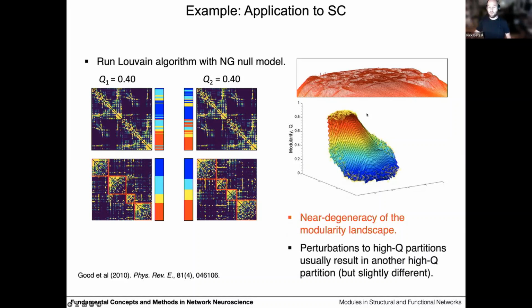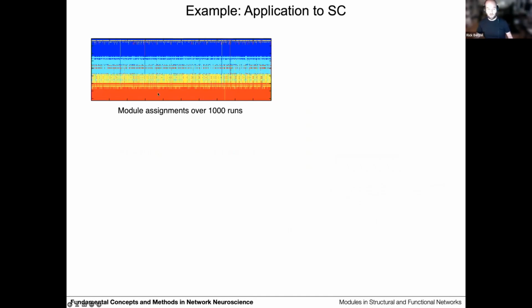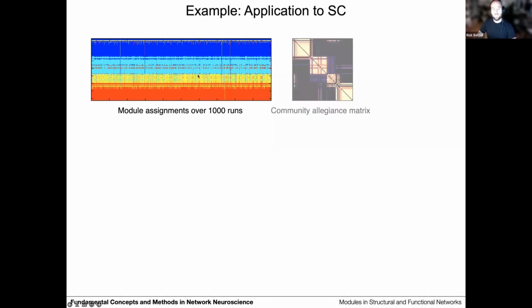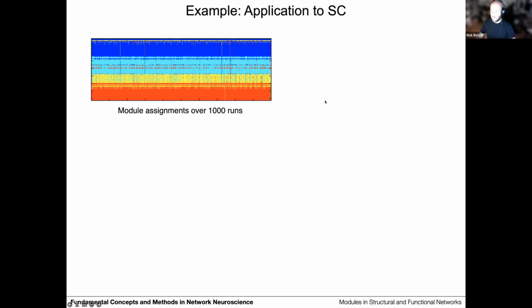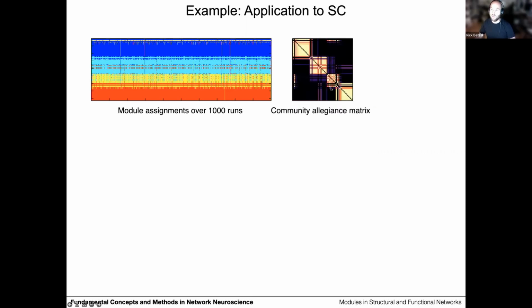So how do we resolve this potential issue? And again, I'm illustrating what would happen if we were to run our algorithm, say 1,000 times. You can see some of the variability in here. Each column corresponds to a run. The colors indicate the community assignments. One way to express this variability and to quantify it is by computing a community allegiance matrix or a co-assignment matrix. In this matrix, we calculate for every pair of nodes out of those 1,000 runs, how often were they assigned to the same community.